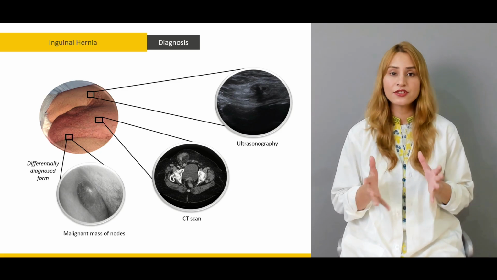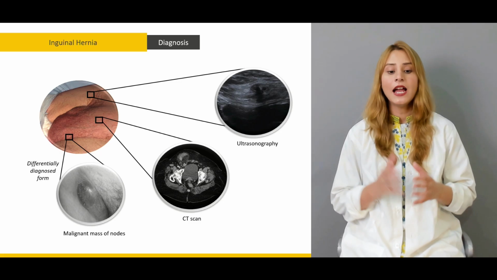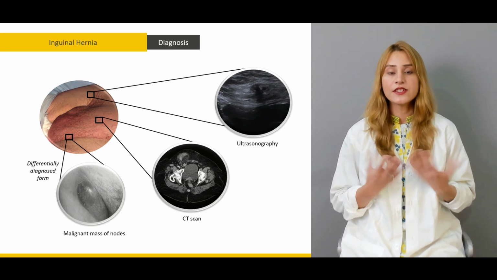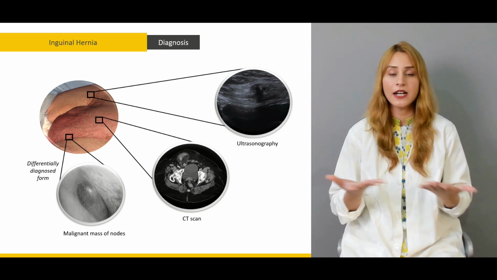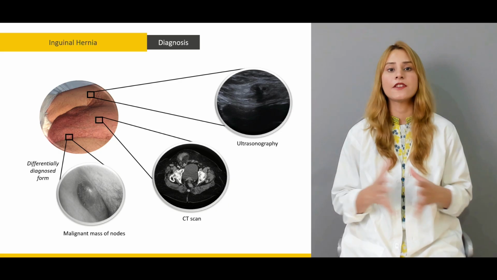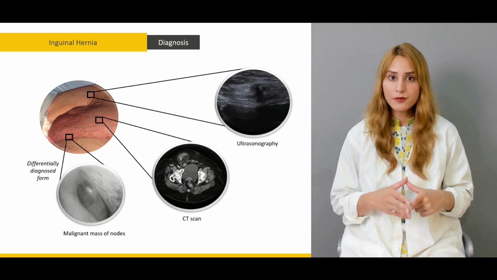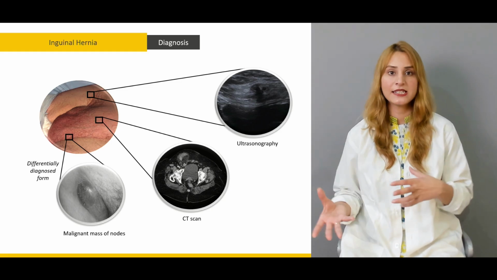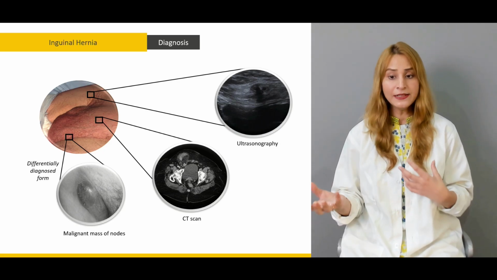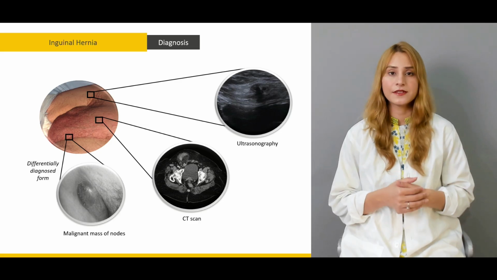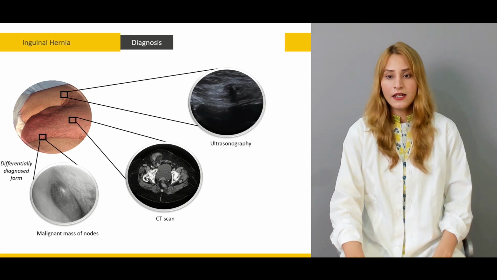Sometimes you are confused between a strangulated obstructed hernia and a malignant mass of the nodes. To differentiate that, you can go for a CT scan or ultrasonography, because the findings of your examination are not conclusive. If there's a negative cough impulse and the hernia is irreducible, it can be an obstructed strangulated hernia, or it can be a malignant mass of the nodes. So to differentiate that, we have to move on to other investigations, maybe ultrasonography and CT scan as well.